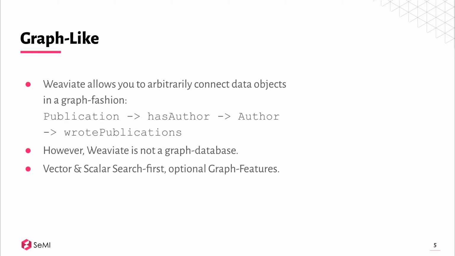So for example, a graph structure could be something like this. You have a publication. That publication has an author. And this particular author in turn wrote other publications. And then you could follow these links to see all the other publications that this author has written. However, something that's very important to note here is that Weaviate is not a graph database. Weaviate is a vector and also scalar search, you'll see that later, first, that optionally has graph features. So if your use case relies more heavily on these graph features, a native graph database might be a better fit. But if your use case relies on the fuzziness and on the search aspect and maybe also classification aspects, then Weaviate is a perfect fit for your use cases.